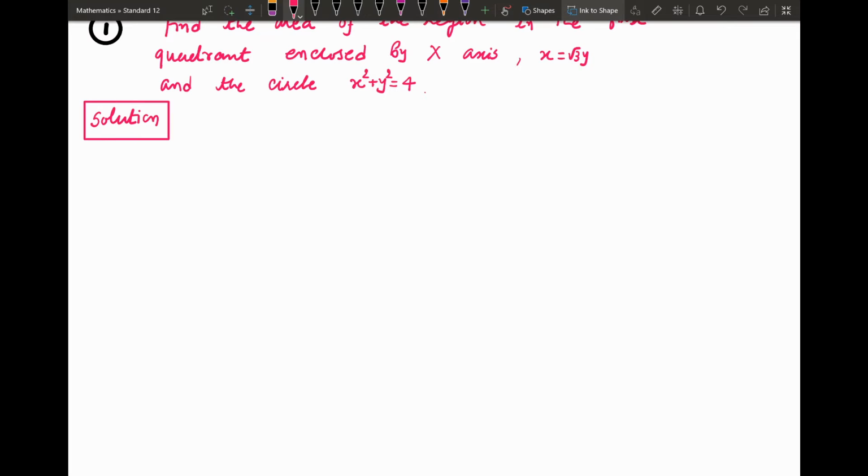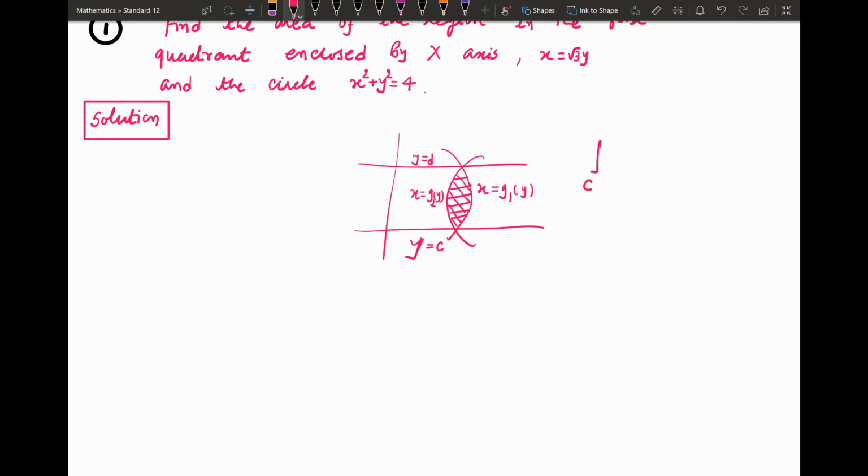First property which we will use: suppose two curves x equal to g1(y) and x equal to g2(y) intersect each other at y equal to c and y equal to d, then the area of this portion is given by the integral from c to d of g1(y) minus g2(y) dy. So this property we will use.